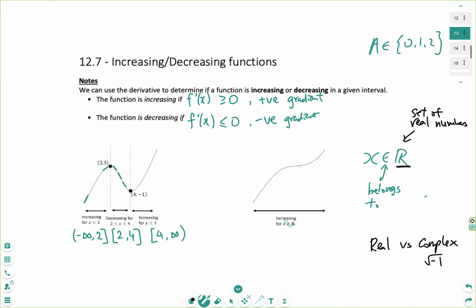So when they say it's always increasing, then we use x belongs to the set of real numbers. So instead of writing minus infinity to infinity, which we don't normally use, we say x belongs to the set of all real numbers.